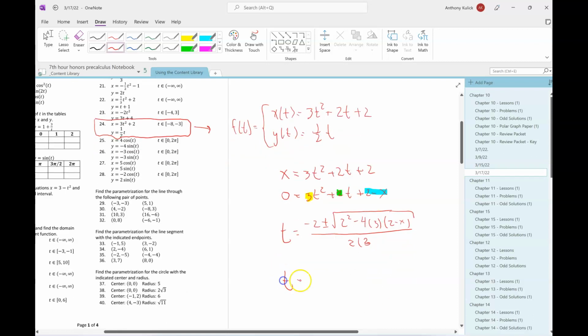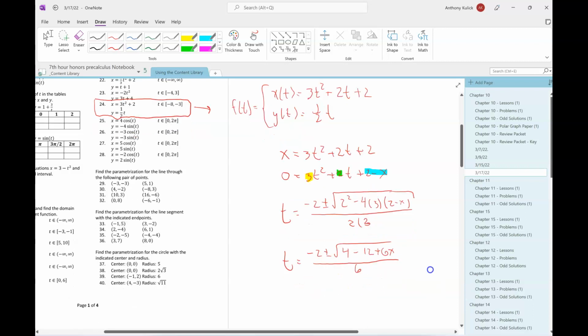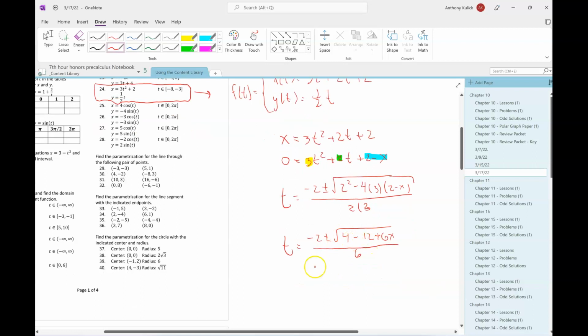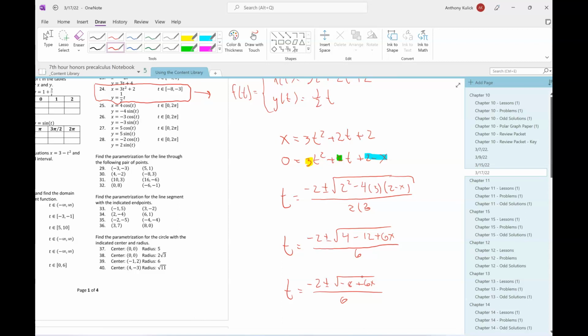And so I'll just simplify things down now. So I have 4 minus, let's see, that's negative 6 times 2 is negative 12. And then negative 6 times negative x is positive 6x. And then 6 in the denominator. 4 minus 12 is negative 8. So there's my t by itself. It's in terms of x, which it should be.